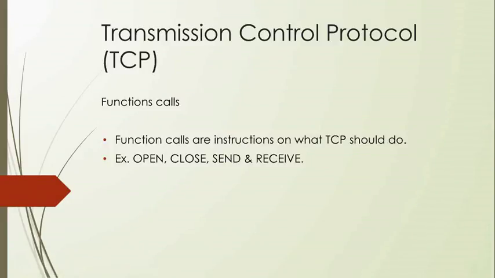Now let's go to the function calls. So what are function calls? Function calls are instructions on what TCP should do. Some examples are open, close, send, and receive. Open means it is open for communication. Close means it is closed to communication. Send is for sending data. Then receive is a function call for receiving data.